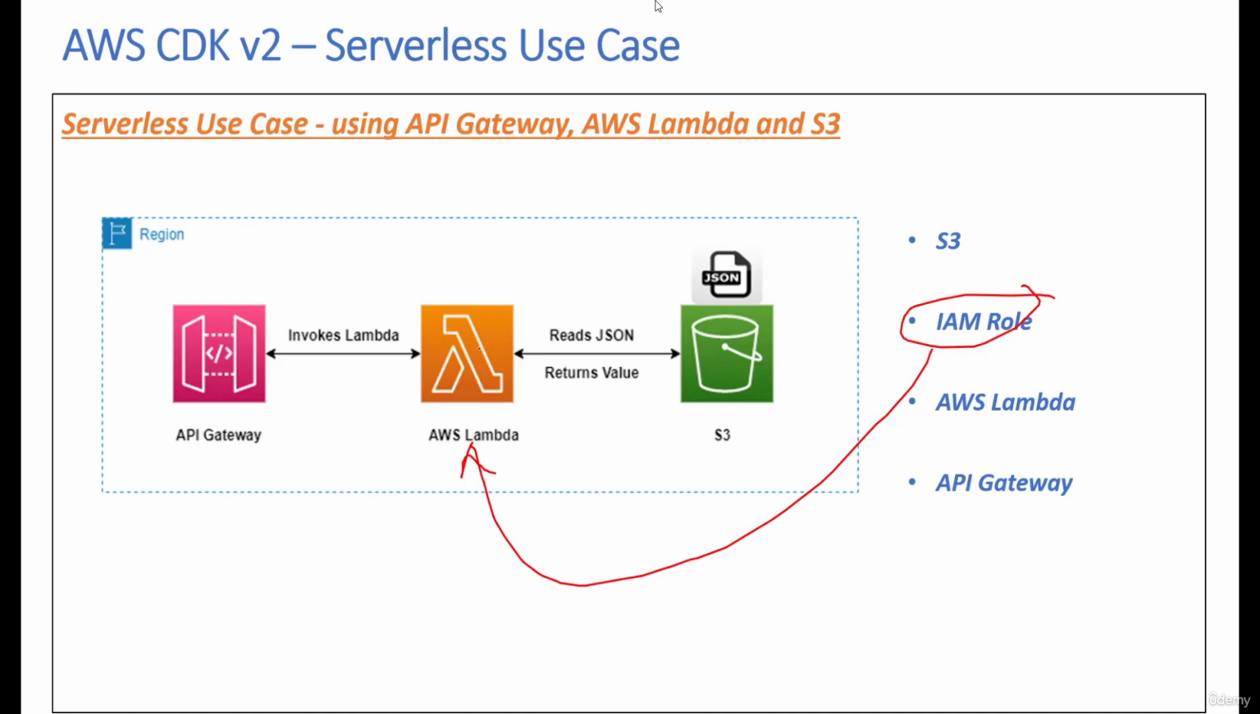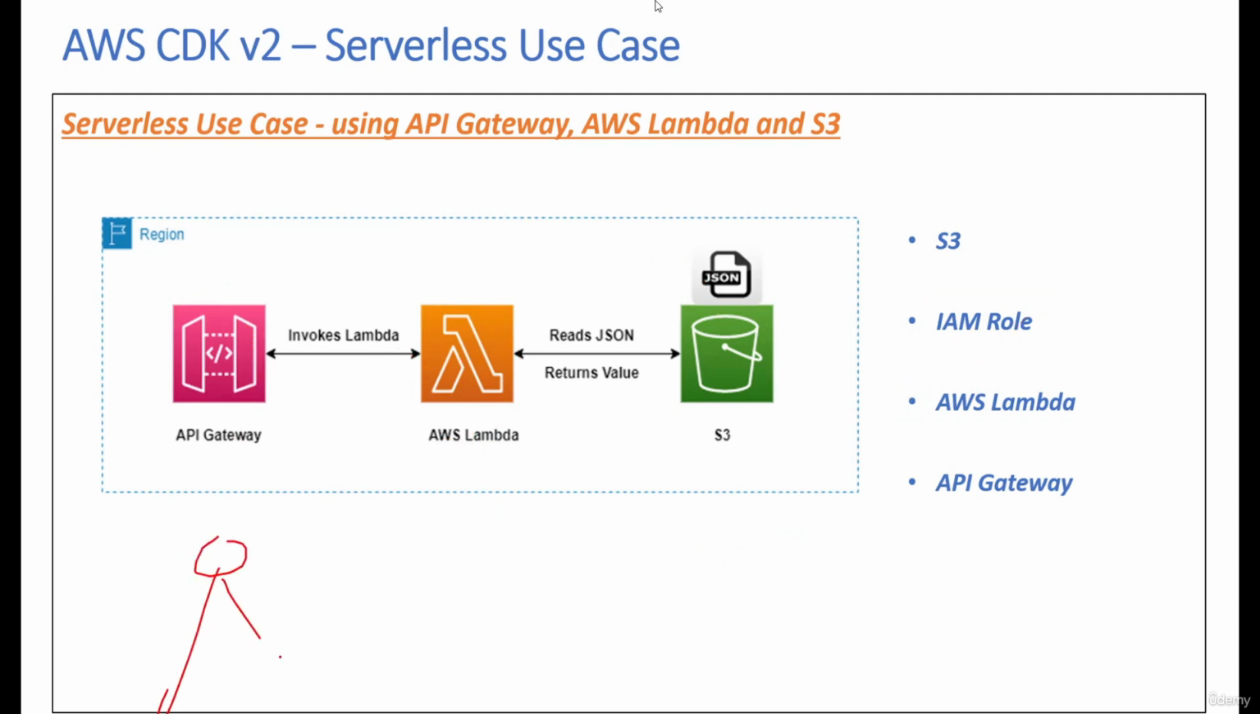So once we have created the IAM role, we're going to create the Lambda function, and I have written some Python code, which is going to read this data in the JSON object that we have on the S3 bucket. And the last thing we're going to do is create an API gateway, which will invoke this Lambda function.